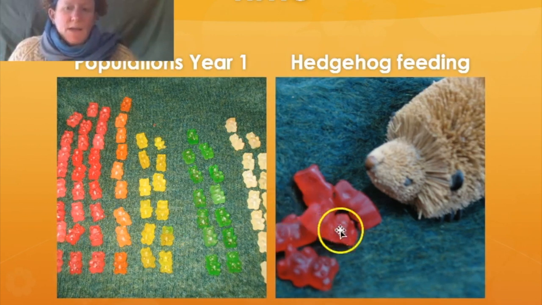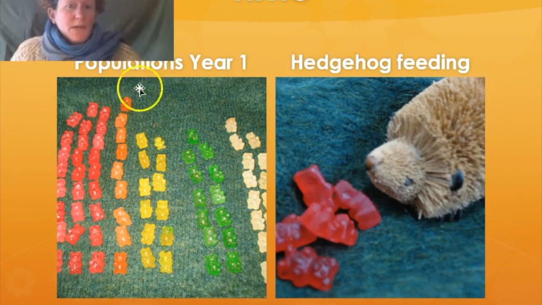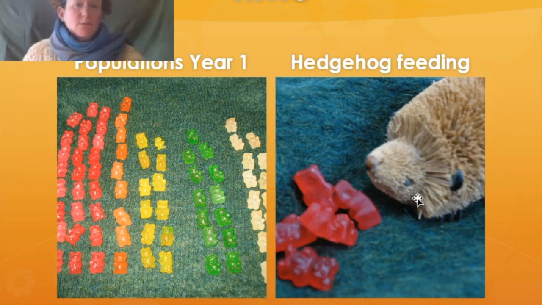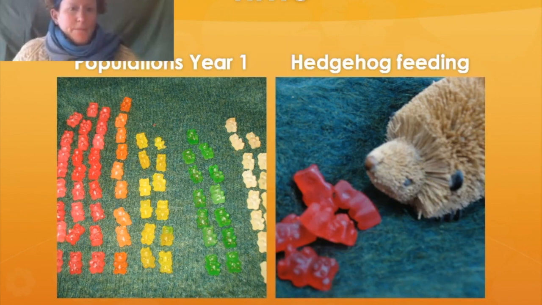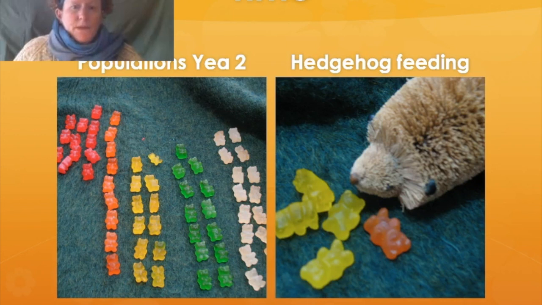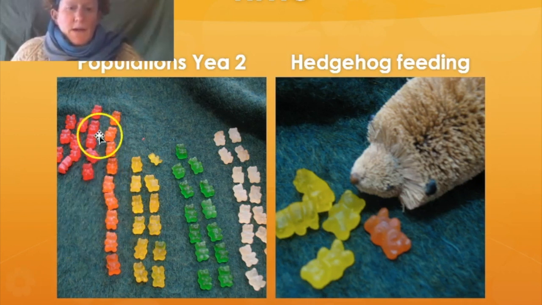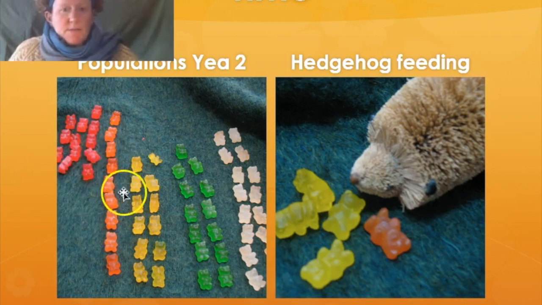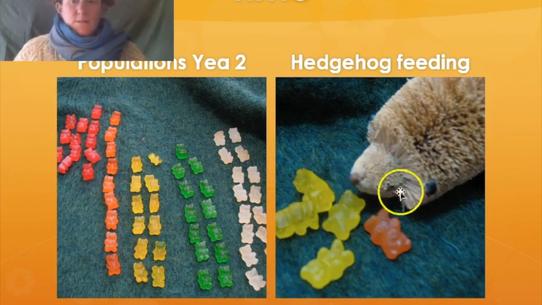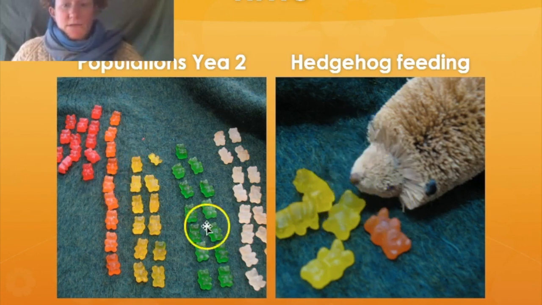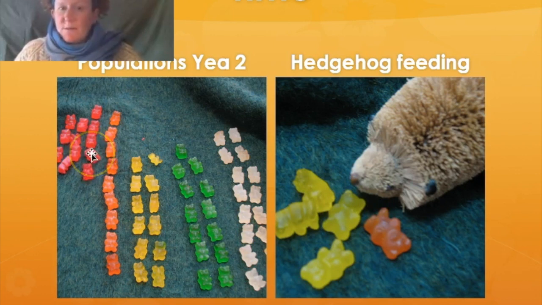Over time, the hedgehog is going to keep selecting those red gummy bears. So the population, as years go by, may change if this hedgehog keeps just eating red gummy bears, or as many reds as it can find. So the population in year 2 might include fewer red gummy bears, just because they're eaten more often, and the hedgehog might have to switch because it has a harder time finding red gummy bears. It might have to switch to its second and third favorite, orange and yellow.